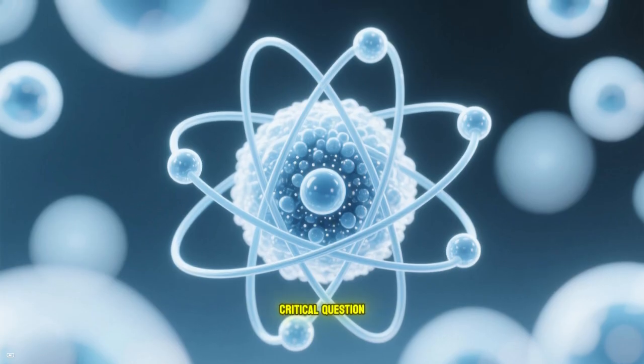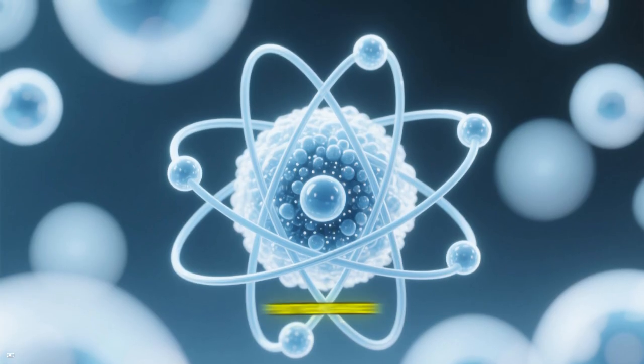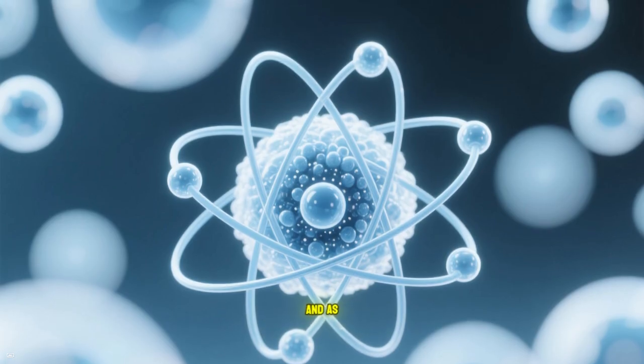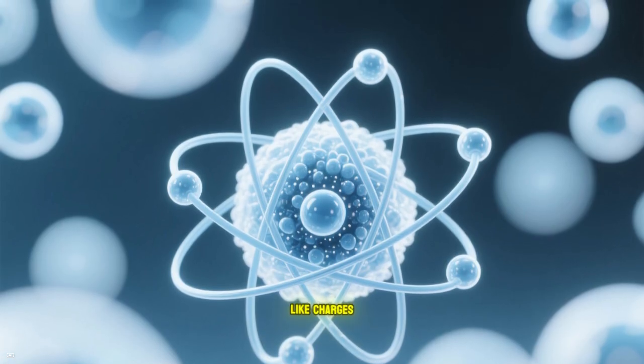This brings up a critical question. The nucleus is packed with positively charged protons, and as we know from basic physics, like charges repel each other. So, with all those protons crammed into such a tiny space, why doesn't the nucleus just fly apart in a burst of repulsion? The electrostatic force pushing them apart should be enormous.